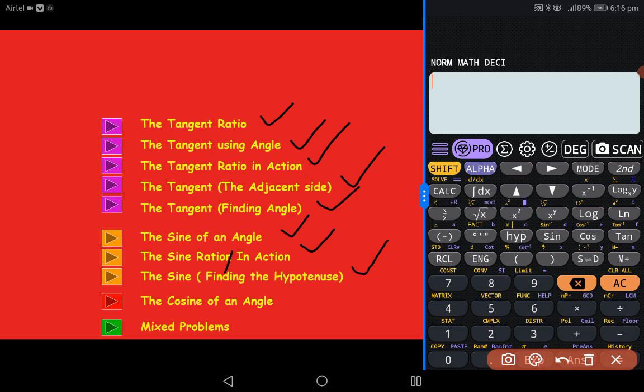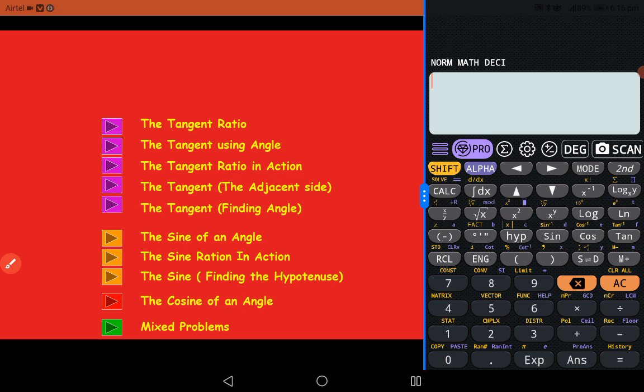a hypotenuse. And we move on to cosine of an angle and also its applications in everyday life solving problems. And then, lastly, we are going to look at miscellaneous problems, mixed problems, which make use of the topic. So these are the areas that we are going to look at.